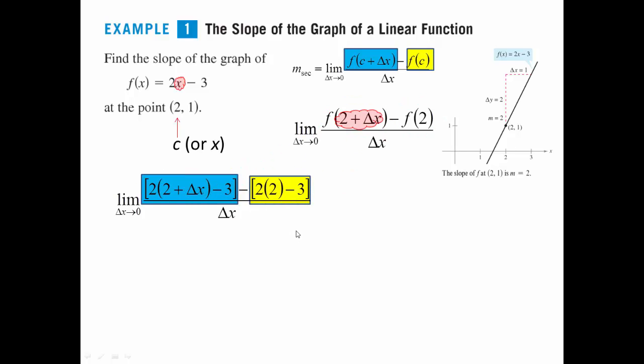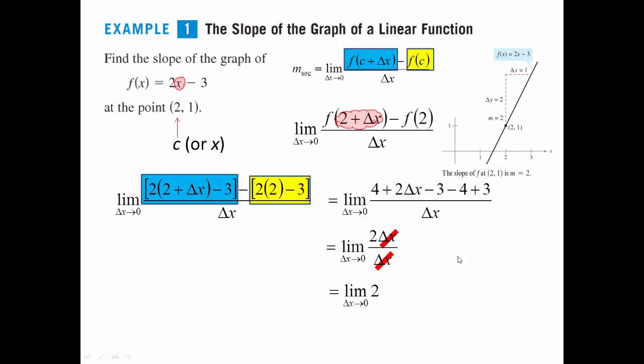Okay, doing some algebra here, we're going to distribute the 2, right? Combine my like terms, and these two cancel, and you're going to be left with 2 times delta x over delta x. The delta x's cancel, and you get the limit as delta x goes to 0 of 2. Now you can take the limit, plug the 0 in for delta x, there's no delta x, so that means it's just 2.